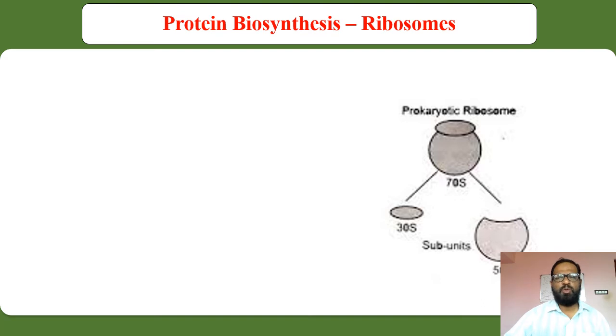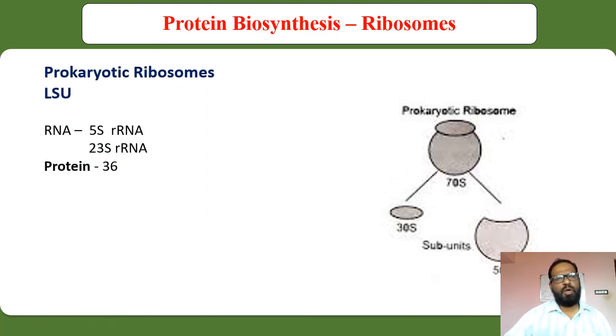If you take the holoribosome, we have two different categories. One is called the prokaryotic ribosome. The second category is called the eukaryotic ribosome. We are trying to understand them independently, because they are sharply different from each other. First we will discuss the prokaryotic ribosome, then we will move to the eukaryotic ribosome. In this slide, we are going to discuss the prokaryotic ribosome.